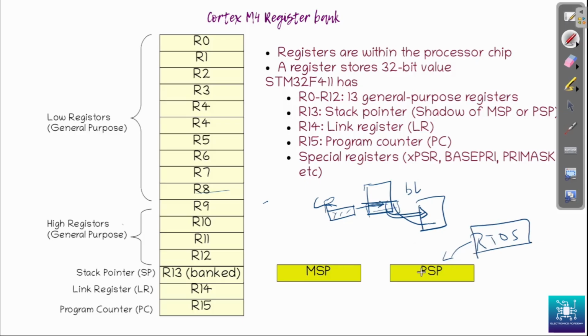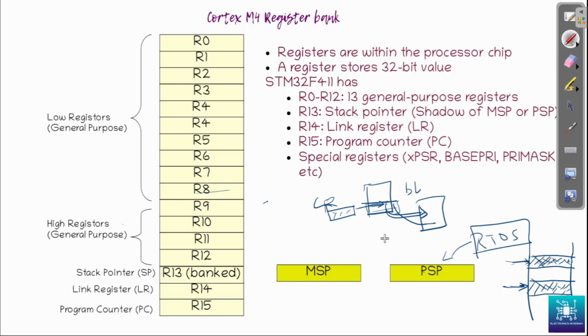These two stack pointers can have different addresses, so in your memory you will have two different stack areas. Depending on which stack pointer you load into R13, your stack is going to be accessed from that area. For example, the main stack pointer could have its stack in one area of memory, and the process stack pointer could have a separate stack. So all the functions in the processes are going to access a different stack.